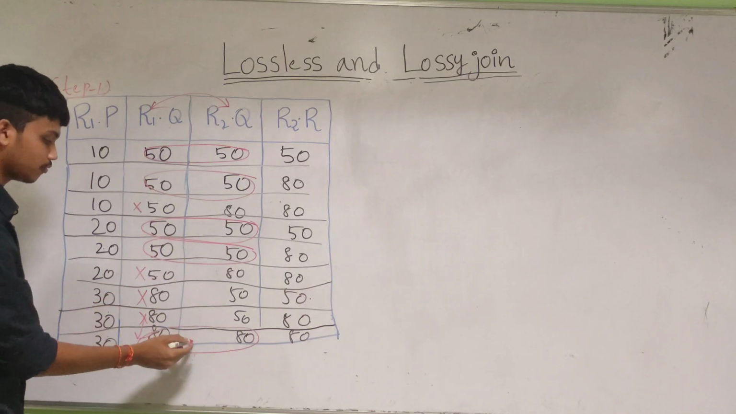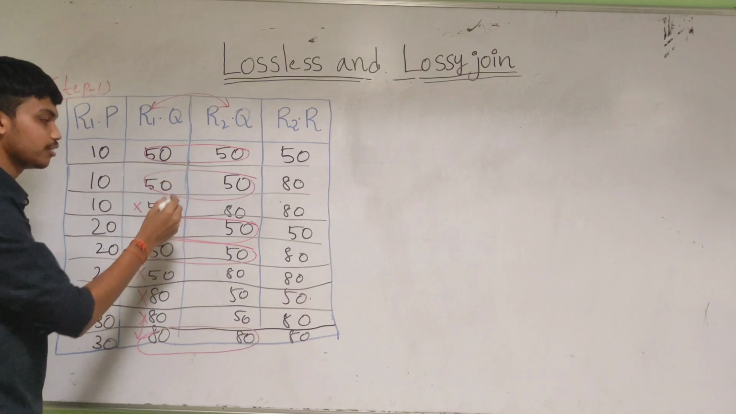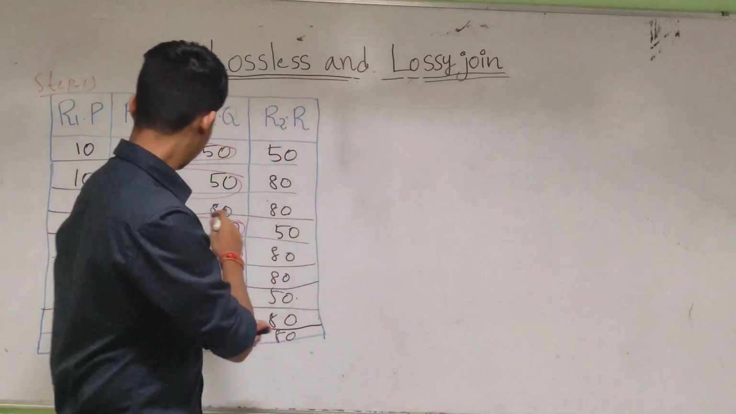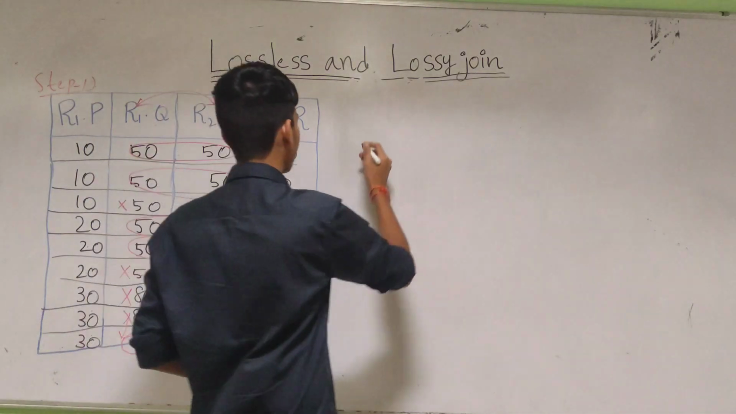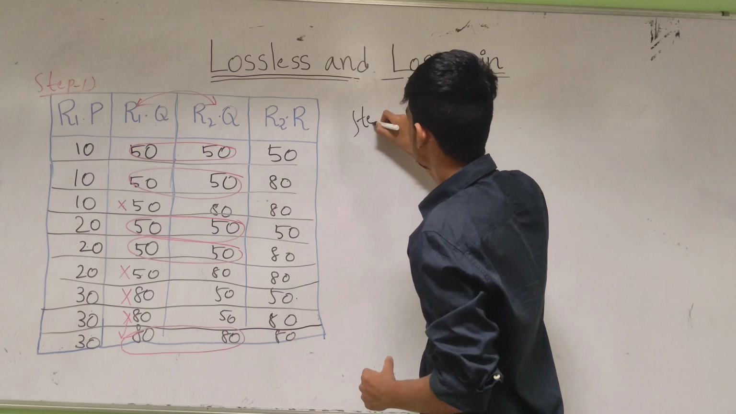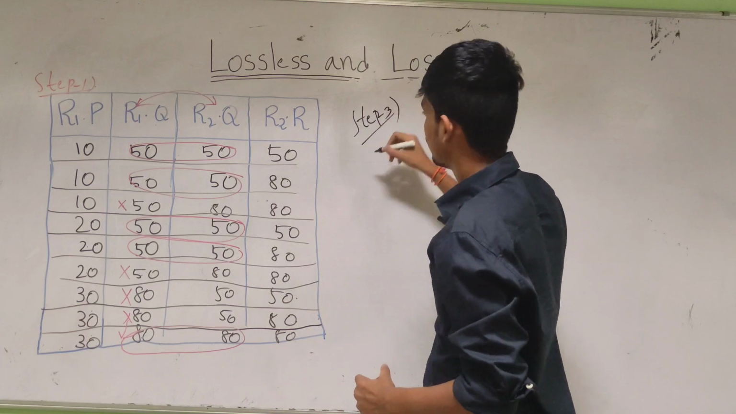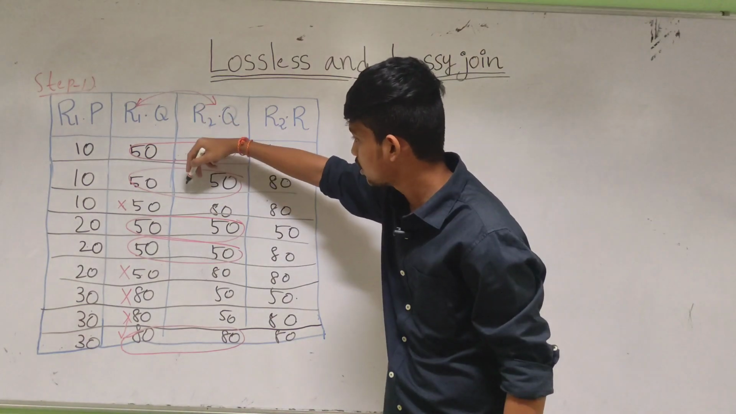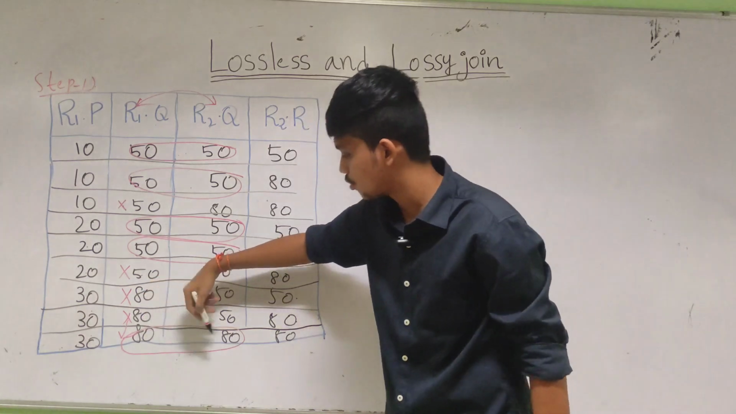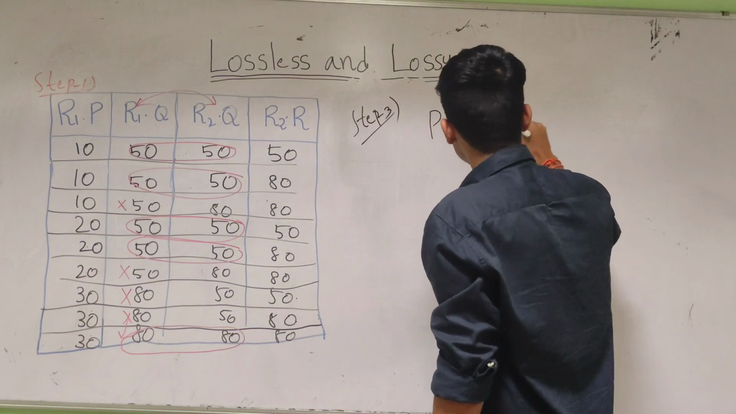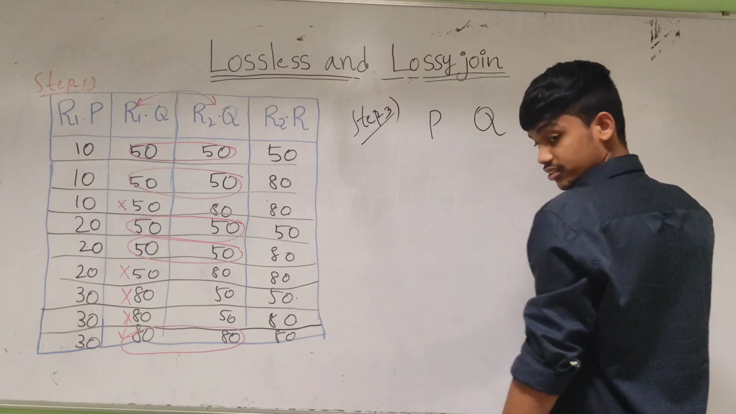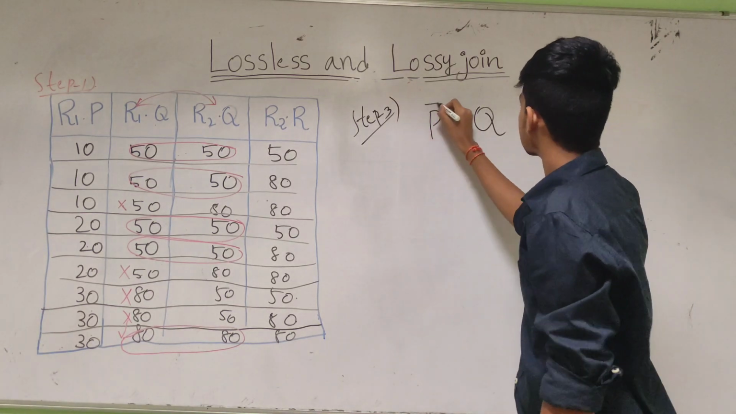Now how many rows did we get? 1, 2, 3, 4, 5. Now you have understood step 2. Now I am drawing the step 3 diagram. That is very important. Now this is step 3. In step 3 we should include only those rows which are equal. So I am including, this is the PQR, this is the final result, this is step 3.